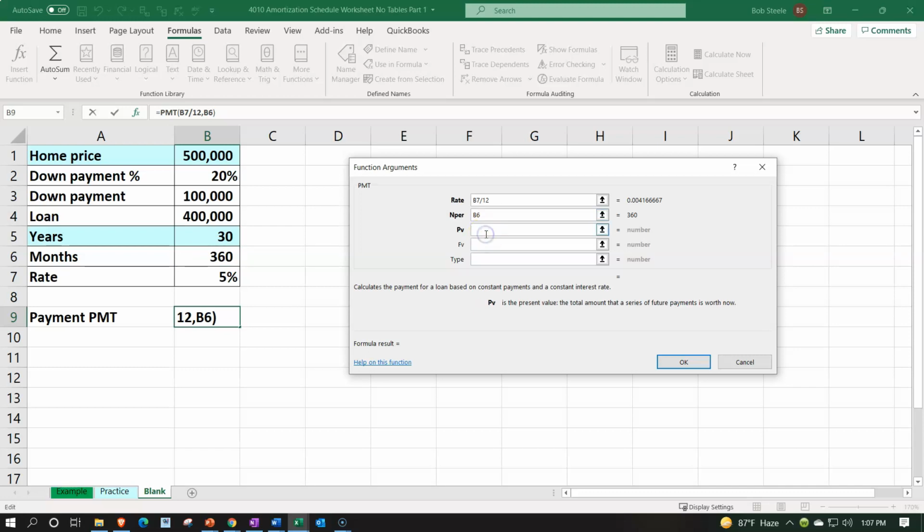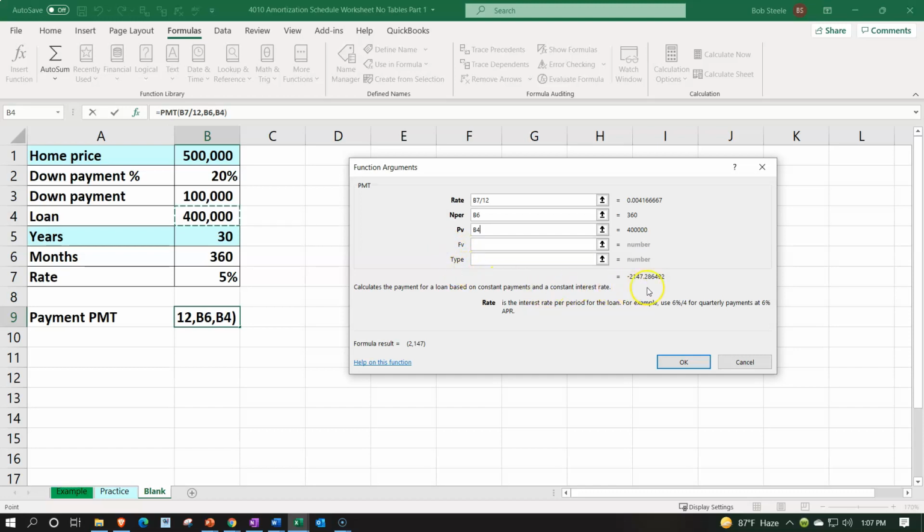And then we've got the present value. The present value would be the loan amount, which isn't the home price, but the loan amount of the $400,000. So there's the $400,000. These two we do not need. We don't need the future value or the type. That's why they're not bolded. They're not required in this type of calculation.